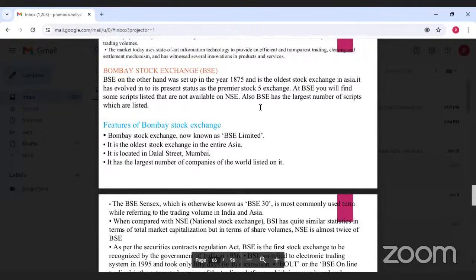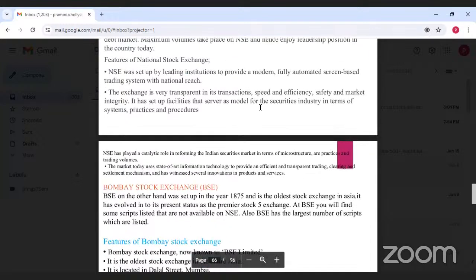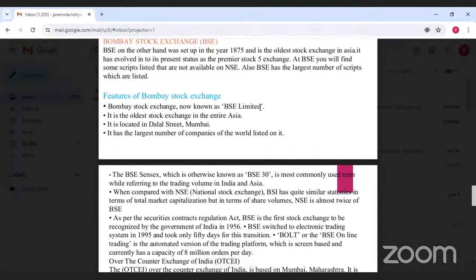This is older than the NSE, because NSE was set up in 1992, whereas Bombay Stock Exchange was set up in the year 1875, the oldest stock exchange in all of Asia. Out of all stock exchanges in the Asian continent, BSE stands in fifth place. And it is the most leading stock exchange which has the largest number of scripts listed. That means many more companies than those traded on the floor of NSE are being traded or listed on the floor of Bombay Stock Exchange.